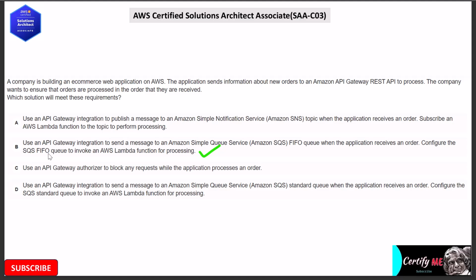Option B. Use an API Gateway integration to send a message to an Amazon Simple Queue Service first-in-first-out queue. When the application receives an order, configure the SQS FIFO queue to invoke an AWS Lambda function for processing. Option C. Use an API Gateway authorizer to block any requests while the application processes an order. Option D. Use an API Gateway integration to send a message to an Amazon Simple Queue Service standard queue when the application receives an order. Configure the SQS standard queue to invoke an AWS Lambda function for processing. The correct answer is option B.